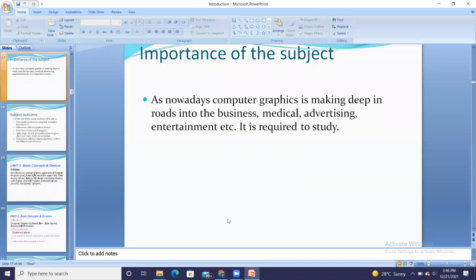So what is the importance of the subject? Nowadays we are mostly dependent upon presentations done using the computer itself, and that is achieved by computer graphics. Right from PPT presentations to animation, whatever changes are done, they are done using the different concepts of computer graphics only.